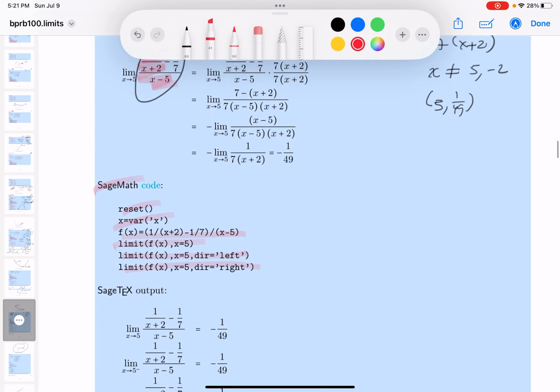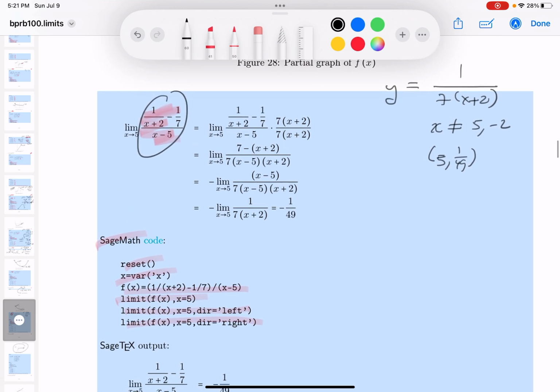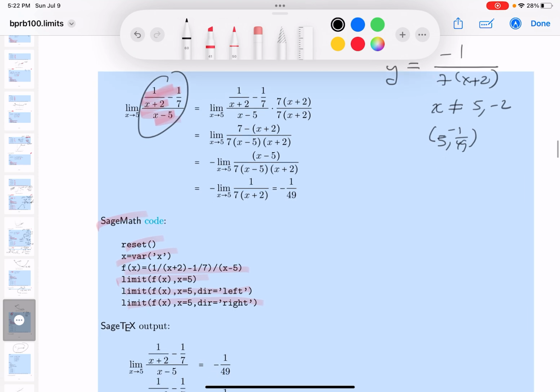And by the way, I'm sorry, I made a mistake over here. This is going to be, let me see, oh, you know what? I see the mistake I made. This is actually minus 1 over here. Sorry about that. Okay, so getting the limit, it should be minus 1 over 49, by the way.